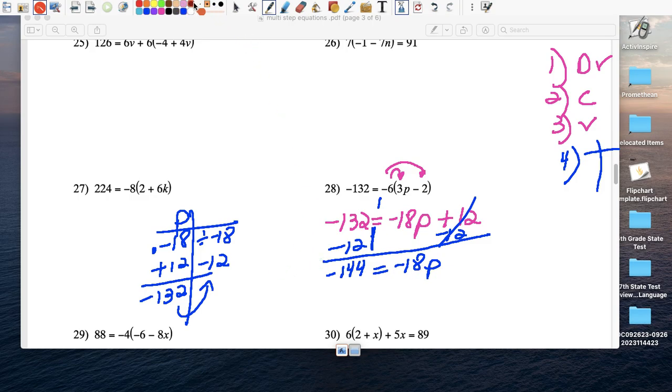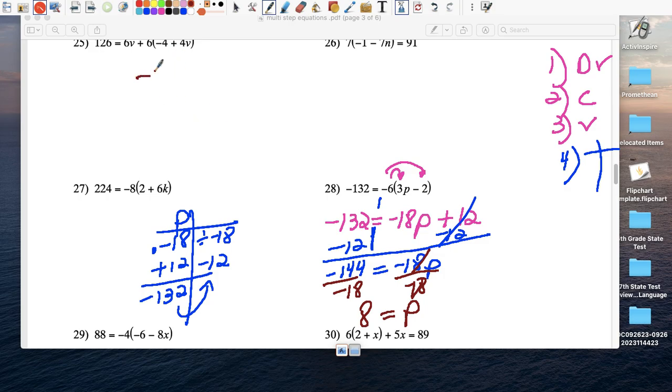Now the next thing we have to do is divide this side by negative 18 and divide this side by negative 18. Negative divided by negative is positive. 18 divided by 18 is 1, or 1p. Negative divided by negative is a positive. And what's 144 divided by 18? Which I think it's, let me see, 8 times 8 is 64. It's 8. Now the solution of this is p equals 8.